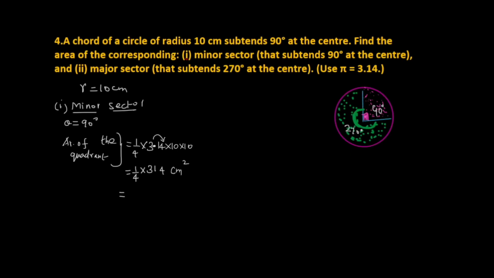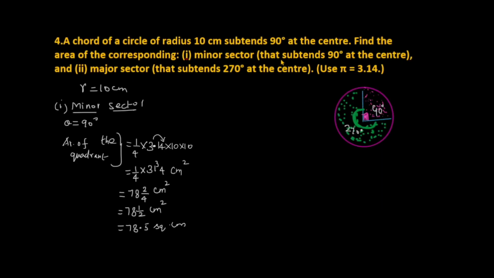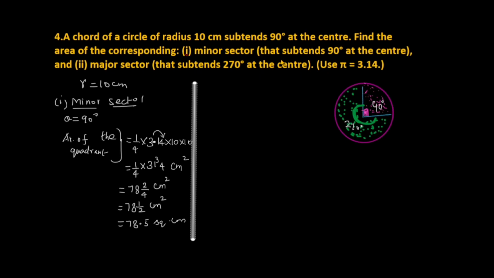So we are dividing this by 4, table. 7 times 28, remaining 3, 8 times 32, then remaining 2, 2/4. It can be written as 78 1/2 centimeter squared or 78.5 square centimeter. That is the area of the minor sector. Next we need to find the area of the major sector. This is the area of minor sector.